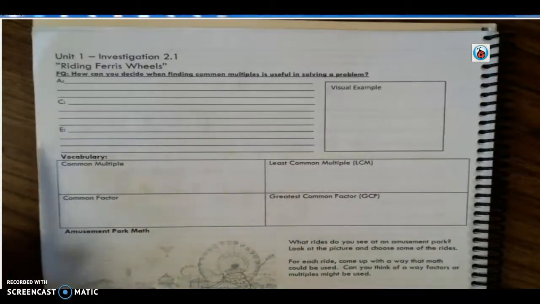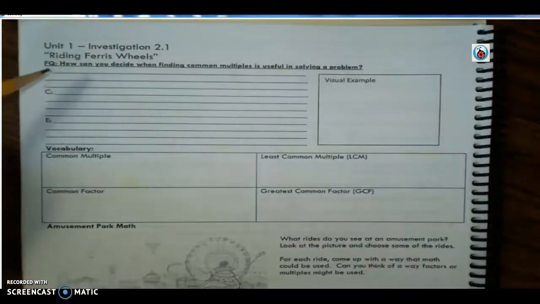So, Investigation 2.1, and it's called Riding Ferris Wheels. The focus question is, how can you decide when finding common multiples is useful in solving a problem? So what is a common multiple, what's a least common multiple, and what's a common factor and a greatest common factor? We're going to get into that right now.